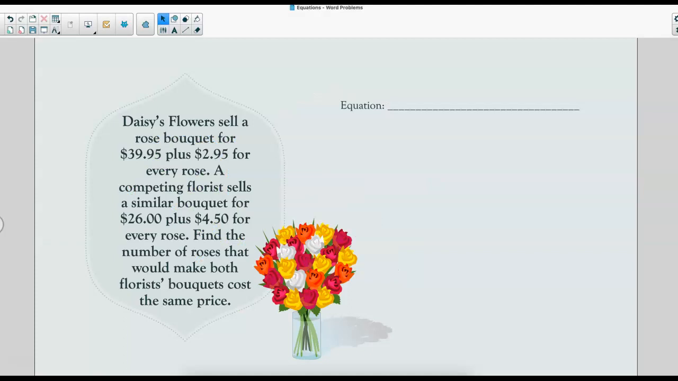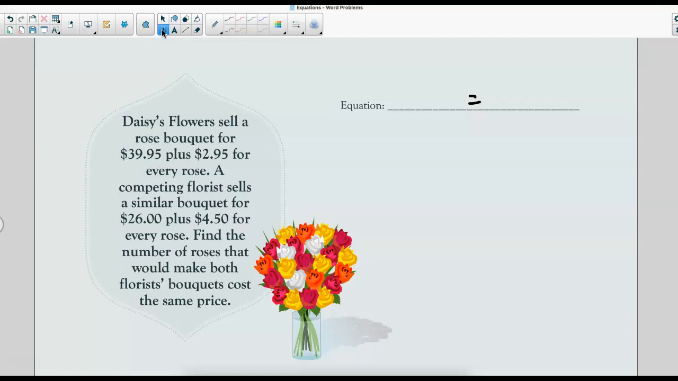All right, so the very first problem. It says Daisy's Flowers sell a rose bouquet for $39.95 plus $2.95 for every rose. A competing florist sells a similar bouquet for $26 plus $4.50 for every rose. Find the number of roses that would make both florist bouquets cost the same price. Well, if both are going to cost the same price, they have to be equal, right? So we know we're going to have an equation because we have an equal sign. So you'd put an equal sign in the middle. Okay, the two florists need to be equal.